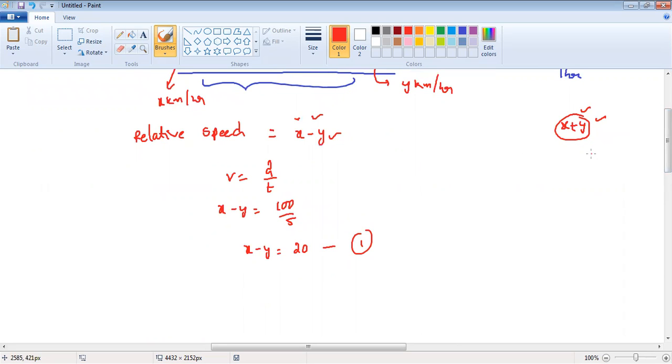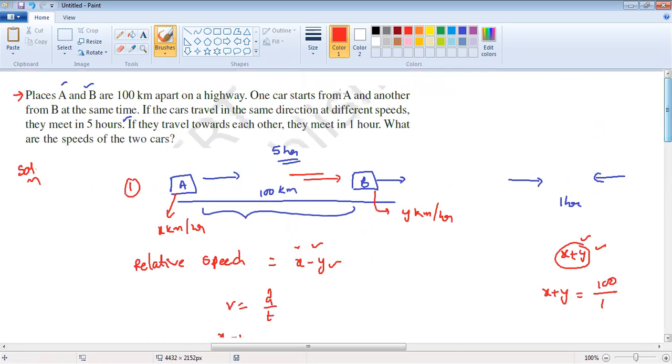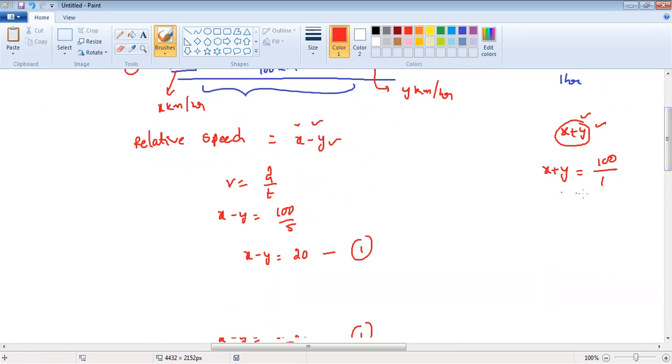Then how do we take this one? In this case, x plus y is equal to the distance, 100, but they will meet in 1 hour. Am I right? Yes, sir. So x plus y is equal to 100 by 1, so x plus y is equal to 100. This is number 2. Have you understood? x minus y is equal to 20 and x plus y is equal to 100.